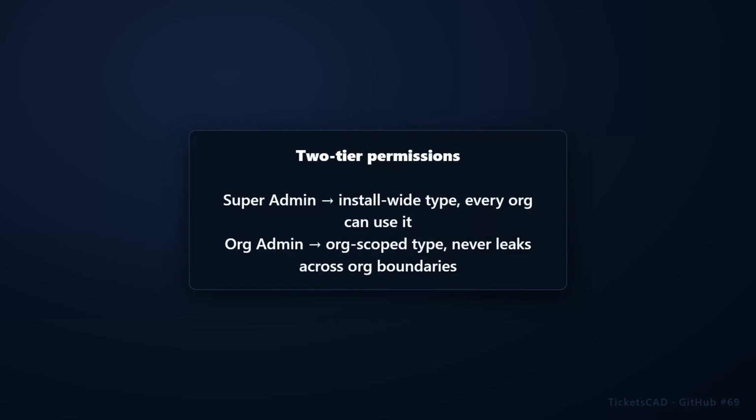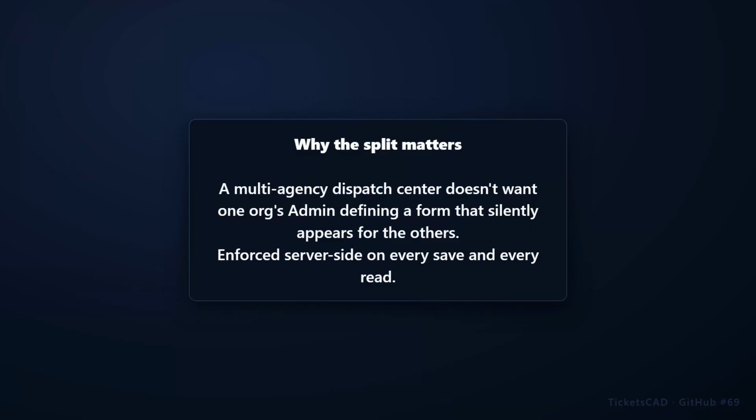Authoring a form type is split into 2 permissions, on purpose. A superadmin can create an install-wide type that every organization on the system can use. An org admin can only create a type scoped to their own organization. It never leaks across org boundaries, and it's never visible to anyone outside that org. That split matters on a multi-agency install. A dispatch center hosting free volunteer organizations doesn't want one org's admin defining a form that silently shows up for the other 2, and that boundary is enforced on the server for every save and every read, not just hidden by which menu item you happen to see.